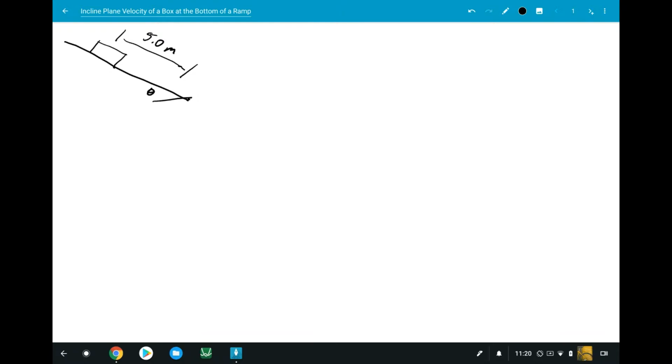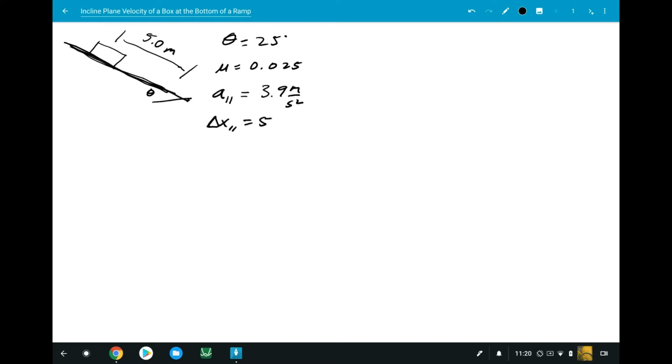So let's review some of the information. The angle is equal to 25 degrees. Coefficient of friction, 0.0025. But the most important piece of information is the acceleration. I'm going to call it a parallel, meaning that the acceleration is parallel to the slope of the ramp. And we determined that last time to be 3.9 meters per second squared. And then delta x parallel will be the 5 meters that I just wrote above the ramp.